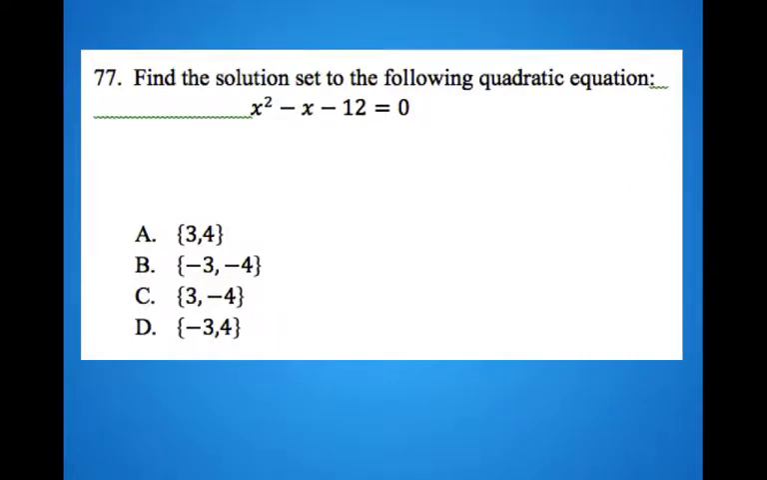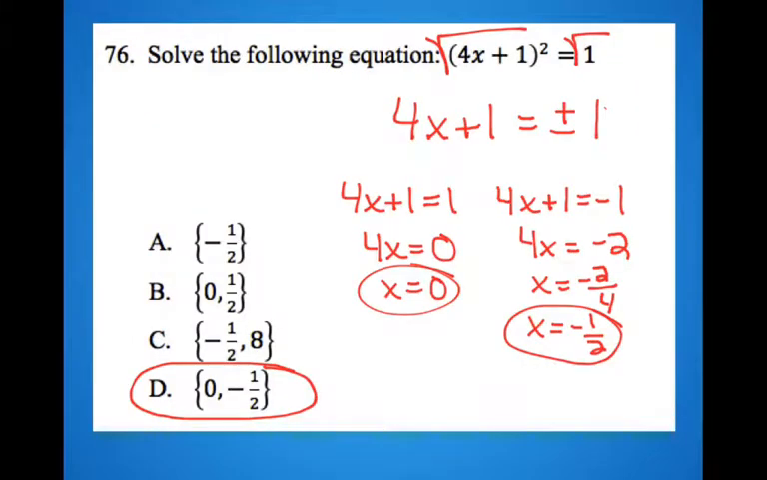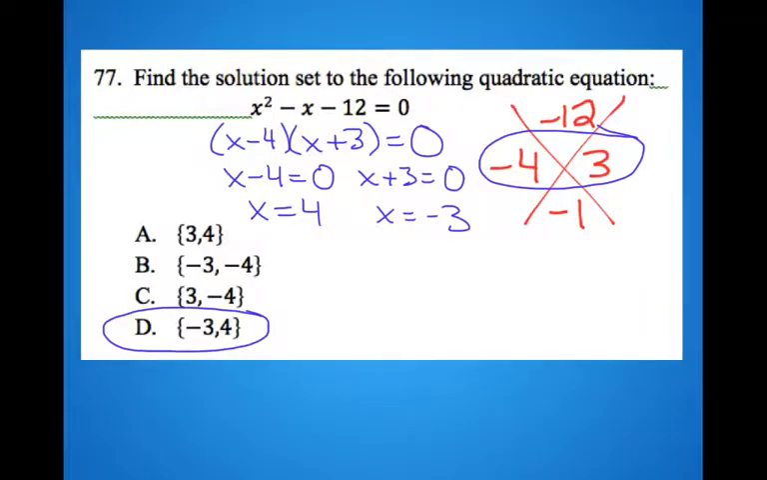This one you want to do, I wonder where the work went for this one. Hold on a second. Oh, there it is. So you want to do a double bubble. You want to look for two numbers that multiply to be negative 12 and add up to be negative 1. It's negative 4 and 3. And you can go right to your double bubble and then set each of those factors equal to 0 and get your answers.